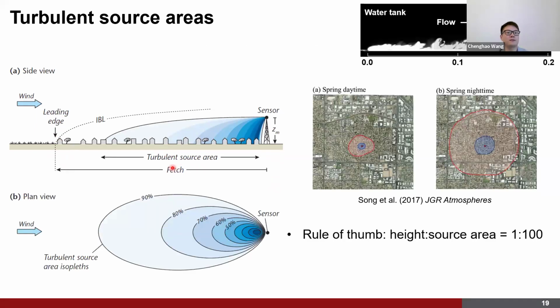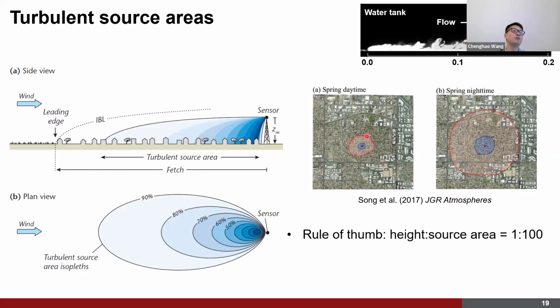So another way to look at the source area is this two-dimensional plan view I'm showing here. This is the top view of the distribution of the source area. The shaded isopleths in this graph represent the relative contribution of the measured signals to the sensor. Also, as I mentioned previously, the atmospheric boundary layer stability condition can also influence the shape and size of the source area. So in this case, I'm using one example from one of my previous studies done in West Phoenix. We are trying to understand the source area of a flux tower in West Phoenix.